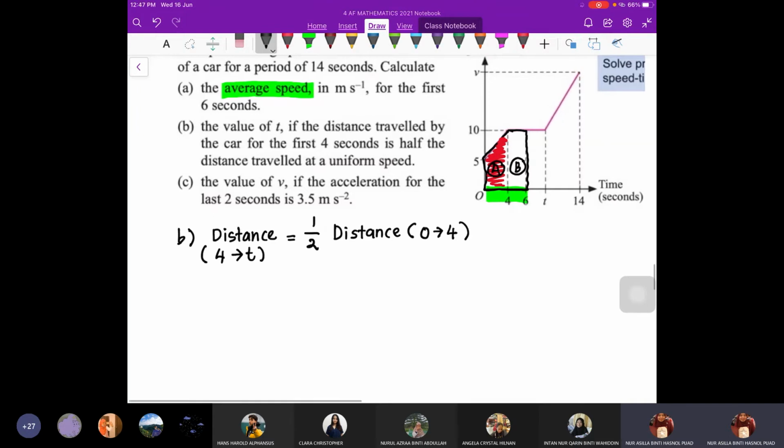Okay, so sekali lagi dia bermain dengan distance. So distance must be area under the graph. Okay, so sekarang Cik padam lah ni. So we are talking about A here. And then ni semua. This is B.